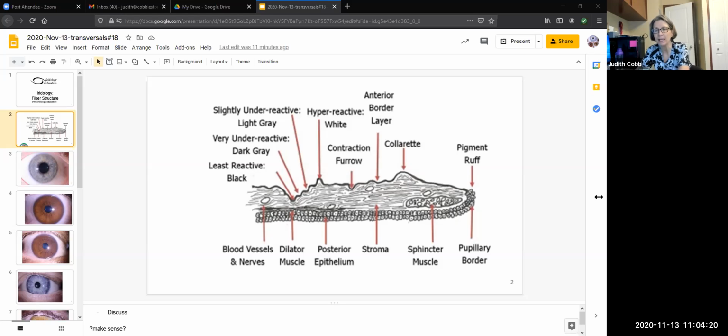What we're looking at here, primarily we want to pay attention to the anterior border layer. Just remember this name, because we're going to be talking about it as we continue on. And we're talking about the stroma as well. Those are the 2 key things we need to be looking at today. The stroma is made up of layers of fiber. We call those fibers very specifically trabeculae, or trabecula is the singular. So that's a big fancy word. There will be a spelling test.